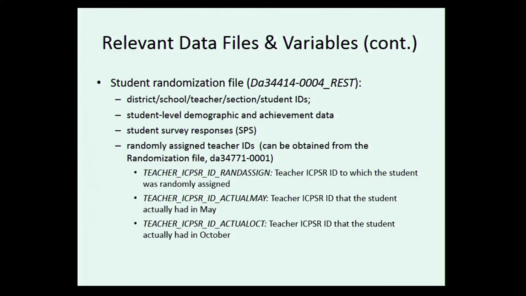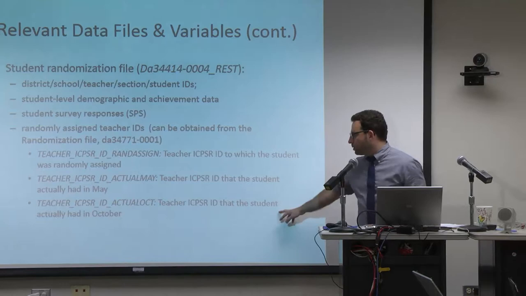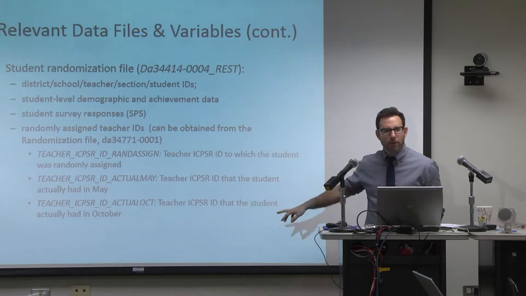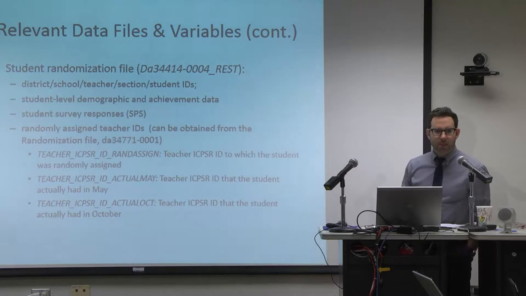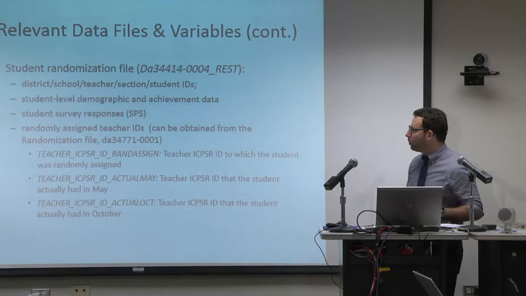Okay, so when you get into this file, you'll see this teacher ICPSR ID rand assigned, and this is the ICPSR ID for the teacher to which the student was randomly assigned, right? So you observe the teacher that was randomly assigned to a particular section. And then you've got two actual IDs. We'll start with the one under here, the actual October. That's the teacher with whom the student actually had a grade subject class as of October, which may be, and in many cases is, different from the random assignment variable. And we'll talk about compliance issues. And then you also observe the actual teacher, by grade subject within school, that the student had come May of that school year.